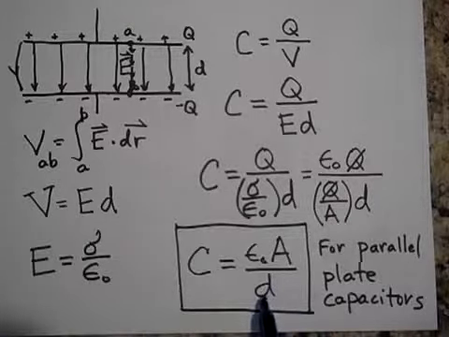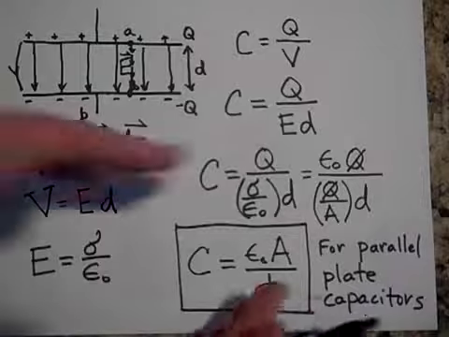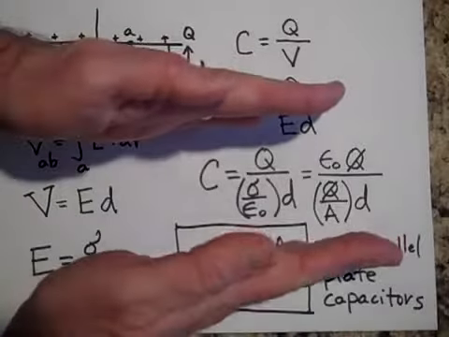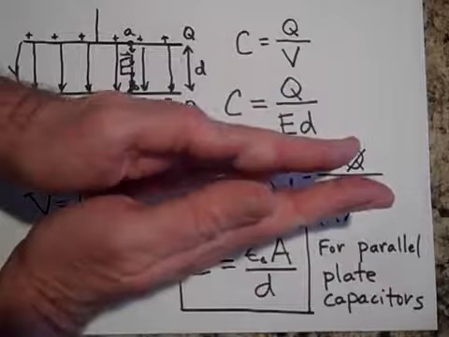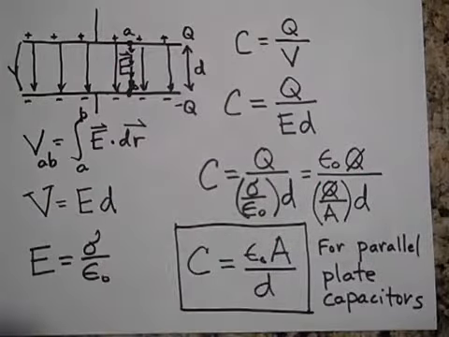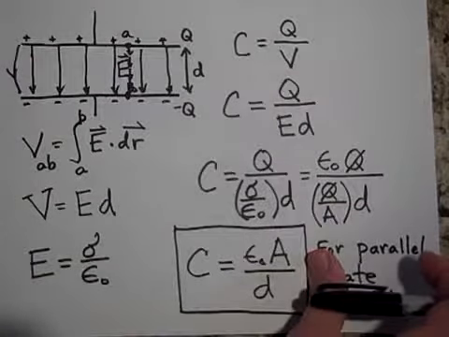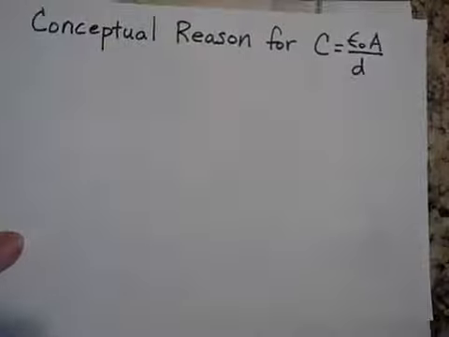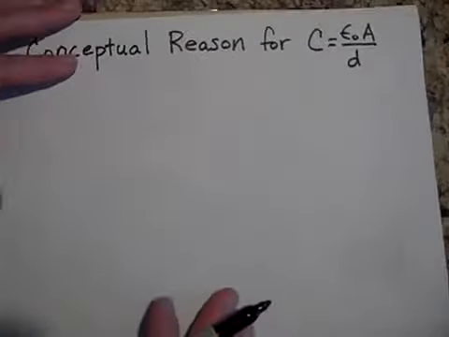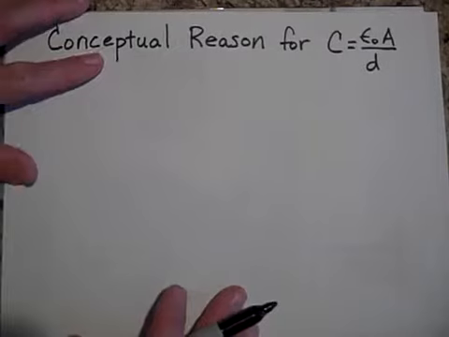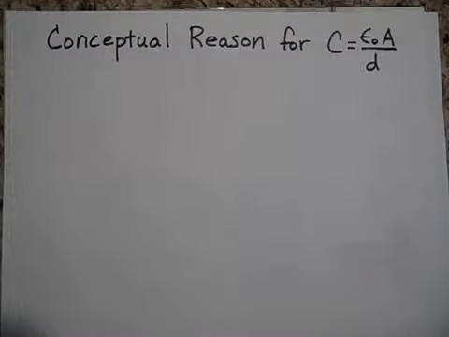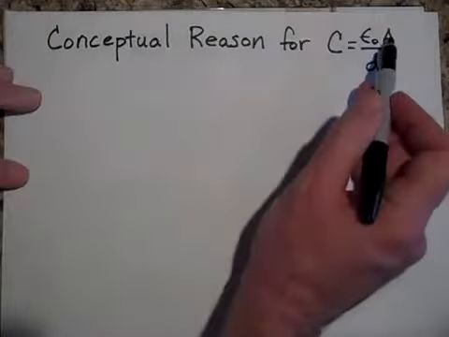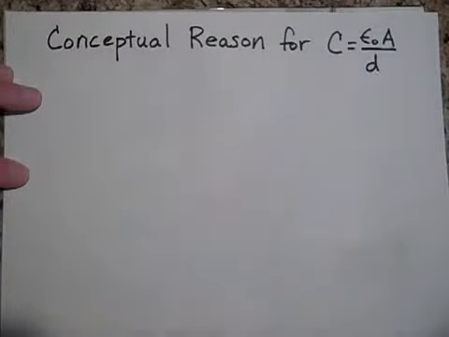Now the d, apparently if we get the plates closer together, so if they're this far apart and I get them closer together, somehow that increases the capacitance. Let me explain why. Okay. So I want to give you a conceptual reason for why the A is on top and the d is on the bottom of this formula. But to do that, I think I'm going to go to a second video. So we'll do one more video.